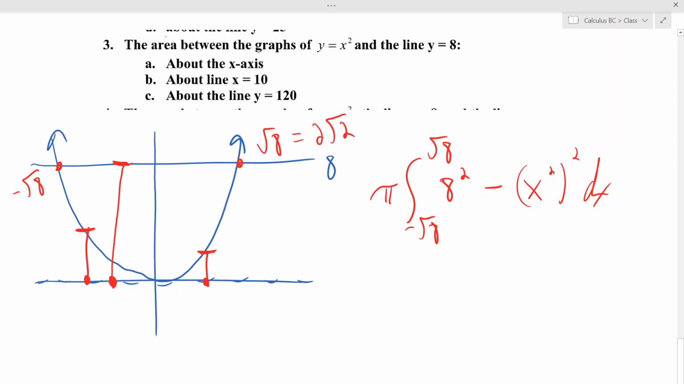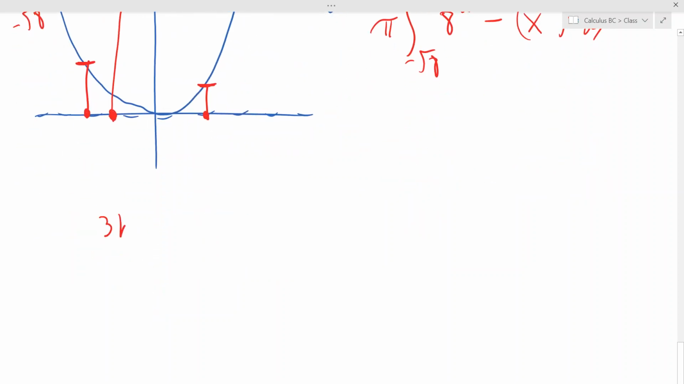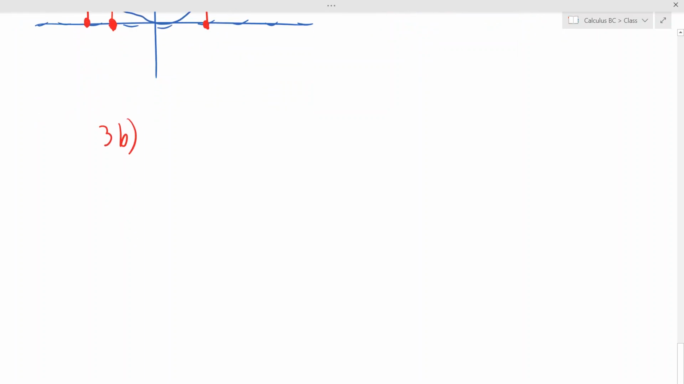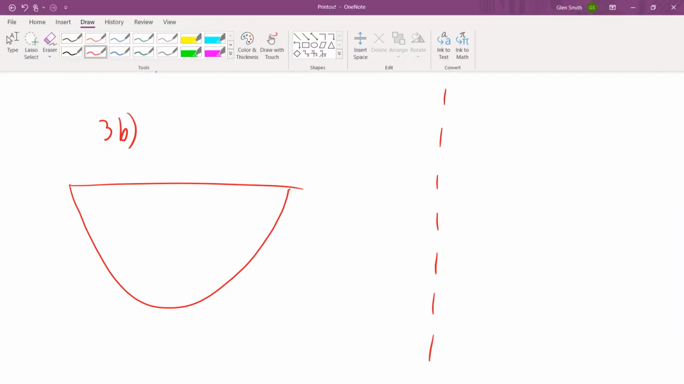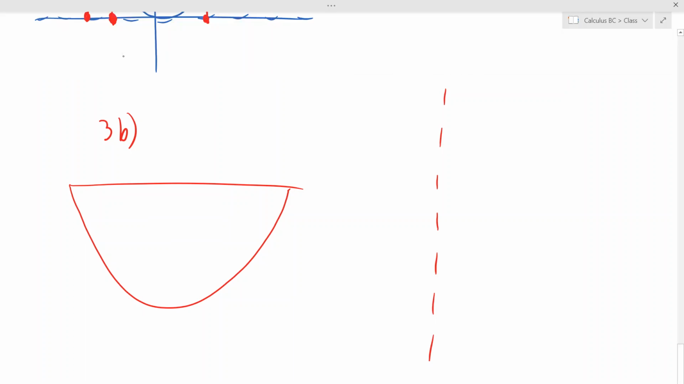About the line x equals 10, another one we did in class. So it's 3b. About the line x equals 10, we have the parabola and the line that look like this. X equals 10 is out here. Again, around a vertical line, we've got to use y, dy, because our radii are going to look like this. That's the big R right there. Little r is the first time you hit it.